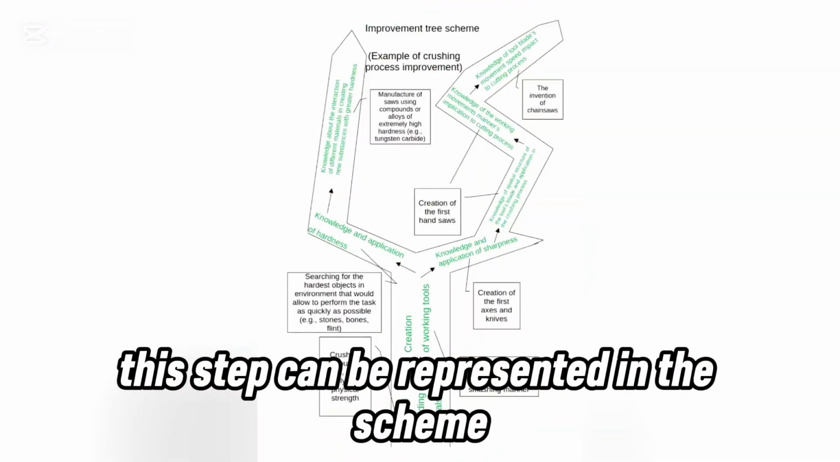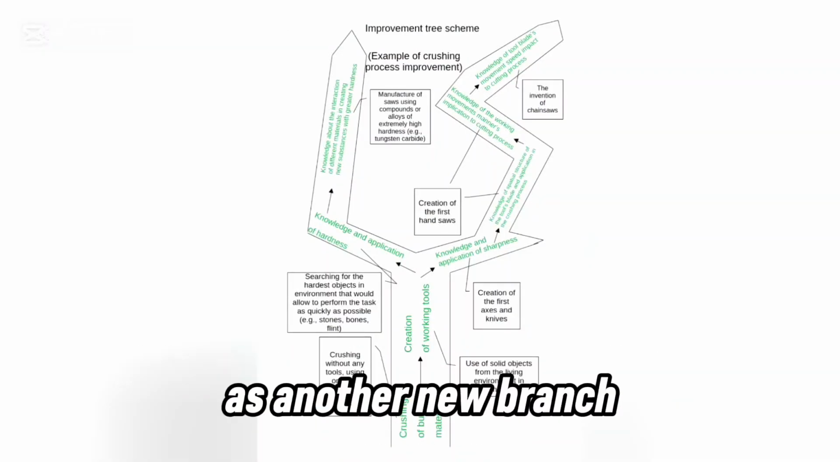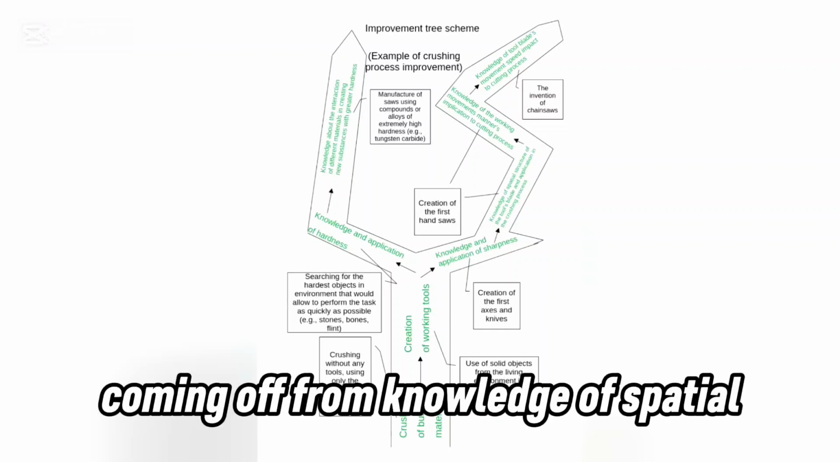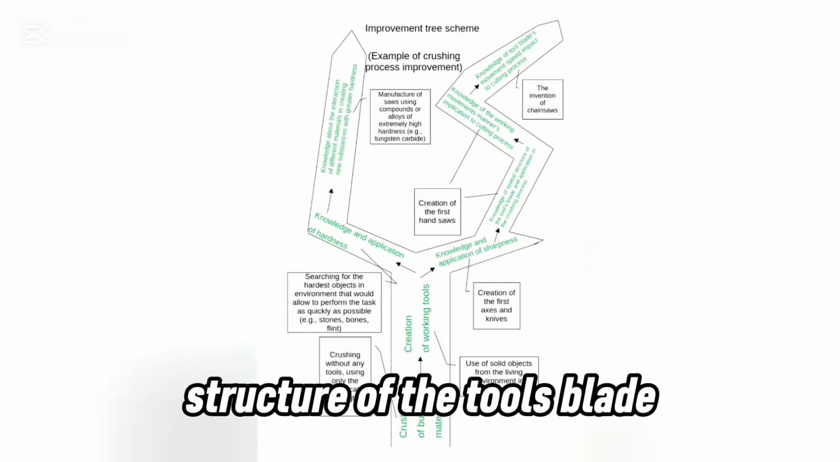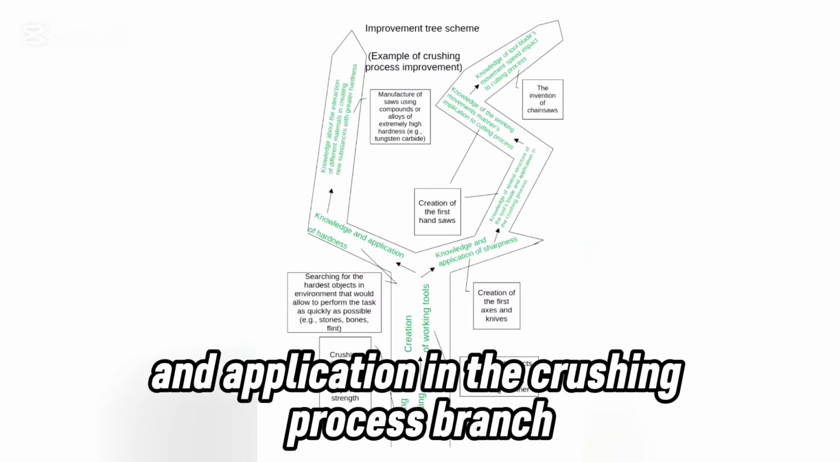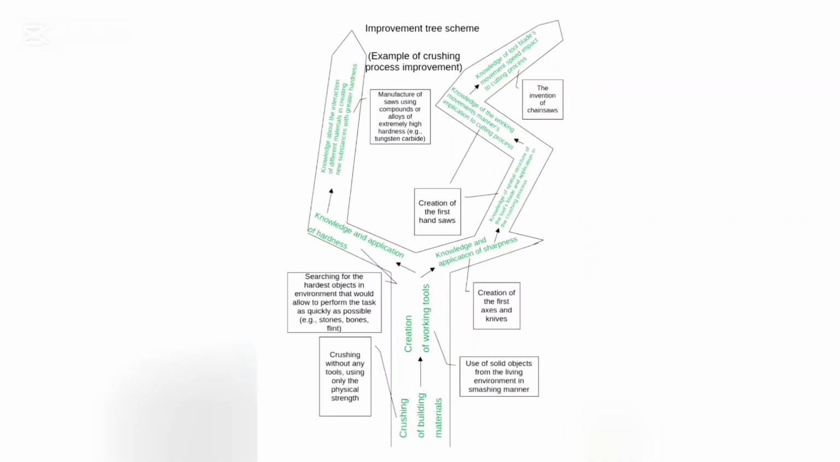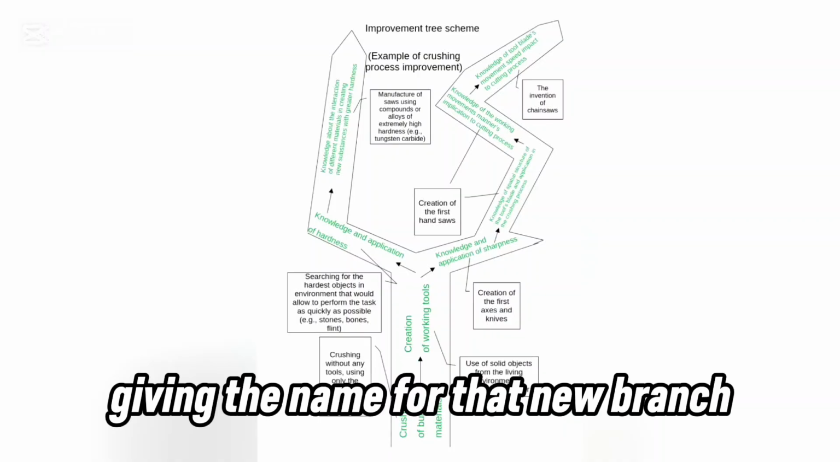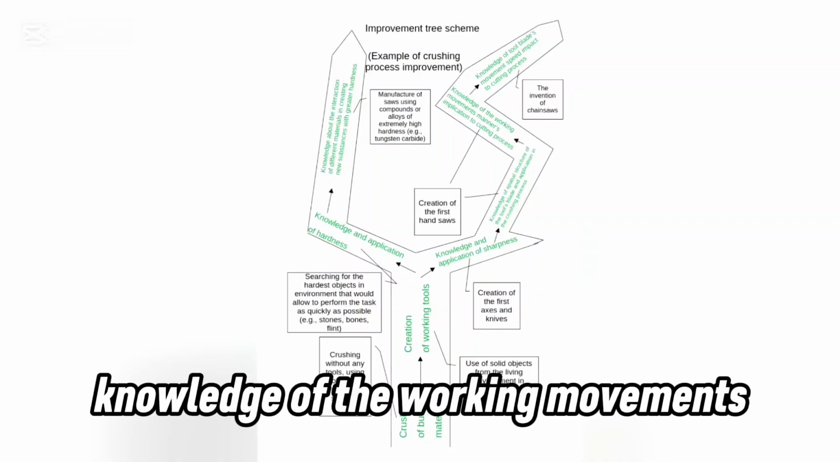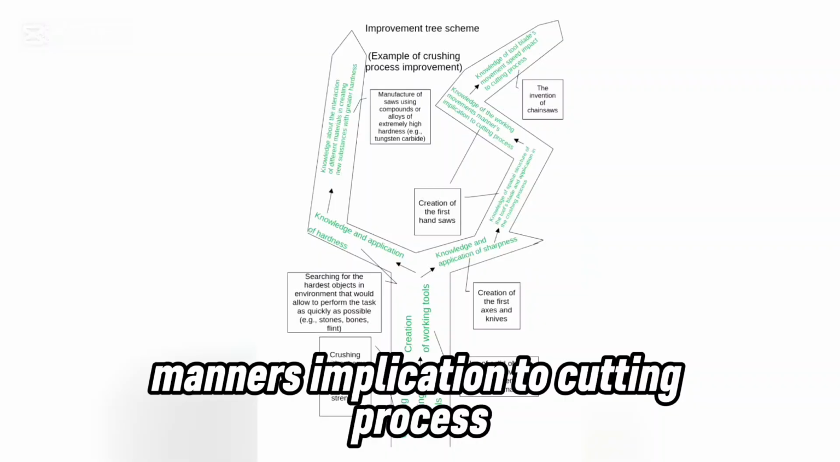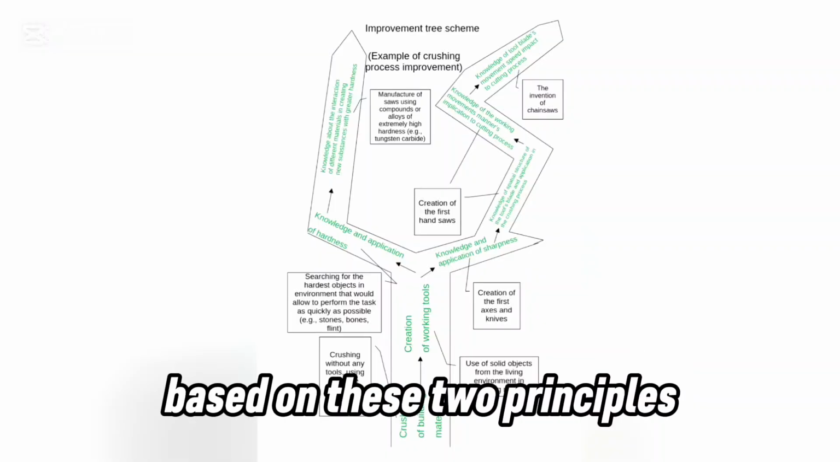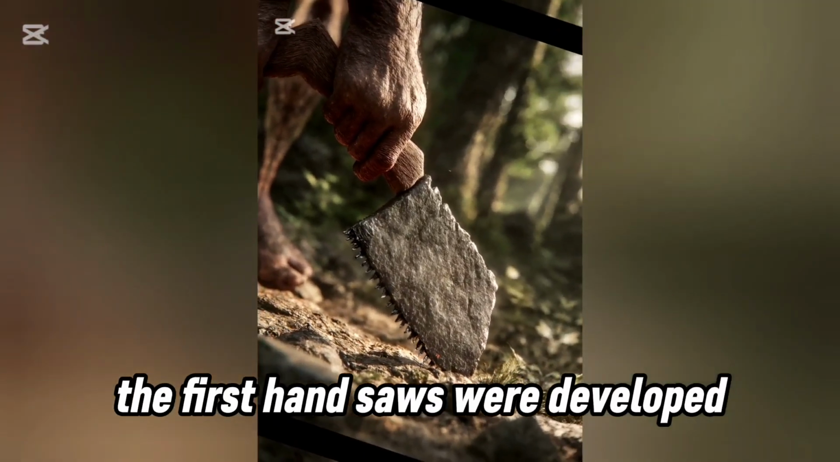This step can be represented in the scheme as another new branch, coming off from the knowledge of spatial structure of the tool's blade and application in the crushing process branch, giving the name for that new branch knowledge of the working movements, manners, implication to cutting process. Based on these two principles, the first hand saws were developed.